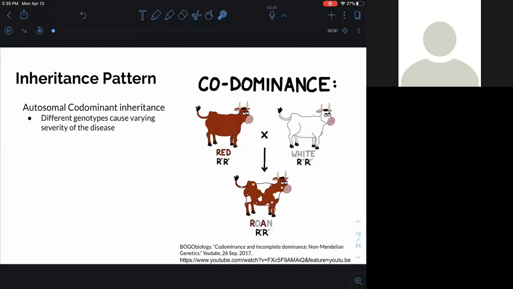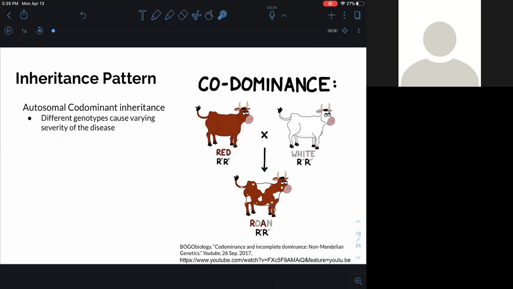So for example, in our diagram on the right, we have a cow with a red coat color and a cow with a white coat color. Each of these is going to inherit both a red allele and a white allele from their parents. This cow is also going to produce red proteins from this allele, and white proteins from this allele, leading to a mixed coat color of both expressed red and white proteins.